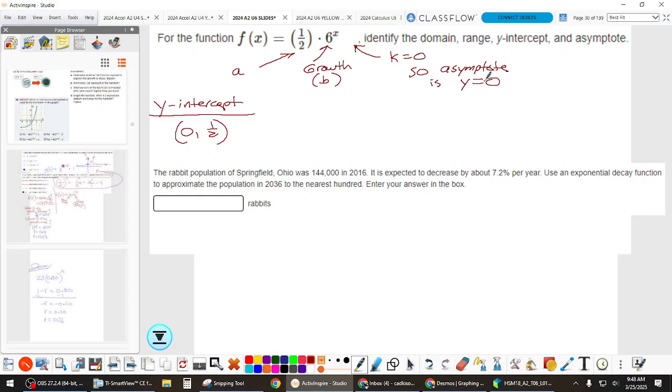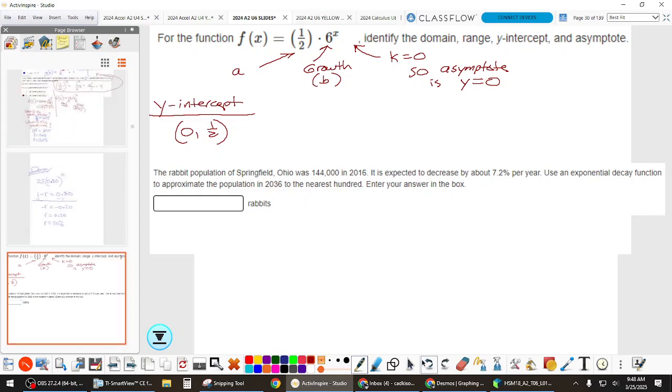All right, domain then. Well, if this is a growth function, which it is, let me redraw that one. It's probably better to do it this way. So this thing is going through 1/2. Is it growing faster or slower than the normal parent that we look at? It's way faster, right?